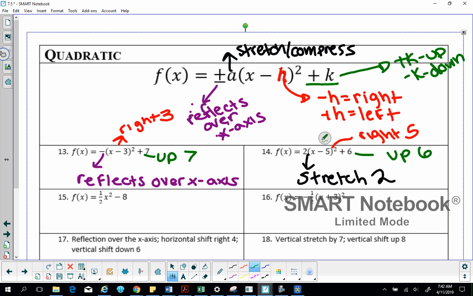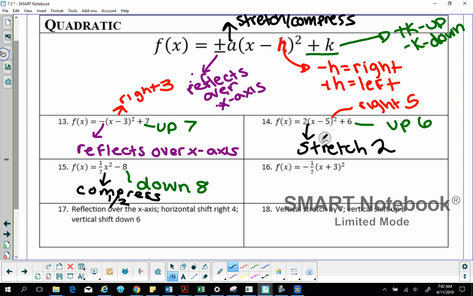Beautiful. Keandra, what's the next one? Down 8. Perfect. Tristan, try the next one. What's the negative mean? So the negative reflects. What does the 1/2 mean? Good. Or compression. And what does the plus 3 mean?